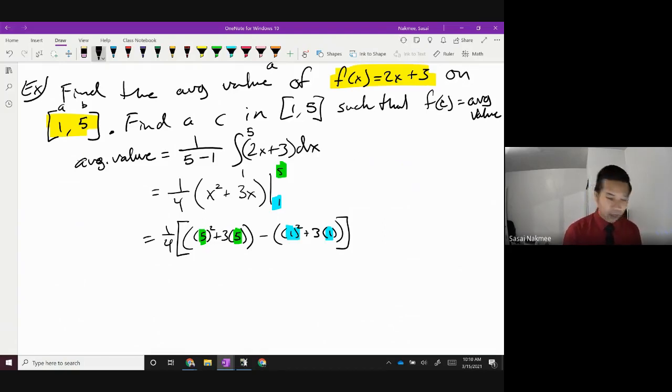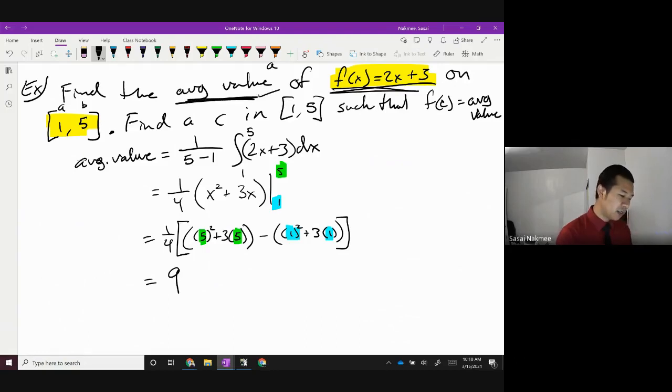So plugging that all in, doing this into your calculator, this would be 25 plus 15 minus some number, divided by 4. If you plug this in your calculator, it comes out to exactly 9. Okay? So the average value of this function right here is equal to 9. So that part is done. I found the average value.